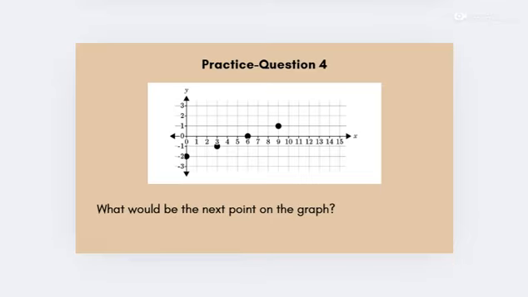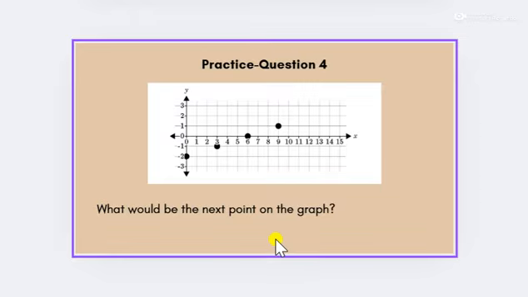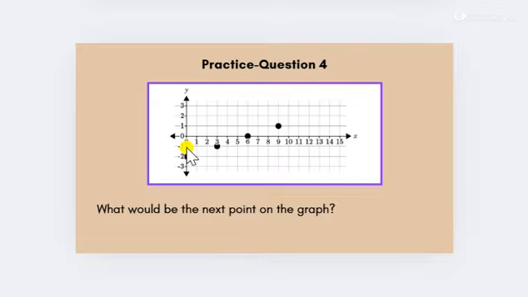Here's practice question number 4. What would be the next point on the graph? So we just need to figure out the rate of change. We're going up 1 and over 1, 2, 3 every time. So we're going to go up 1 and over 1, 2, 3. So it's going to be 12 and 2 for the next point on the graph.